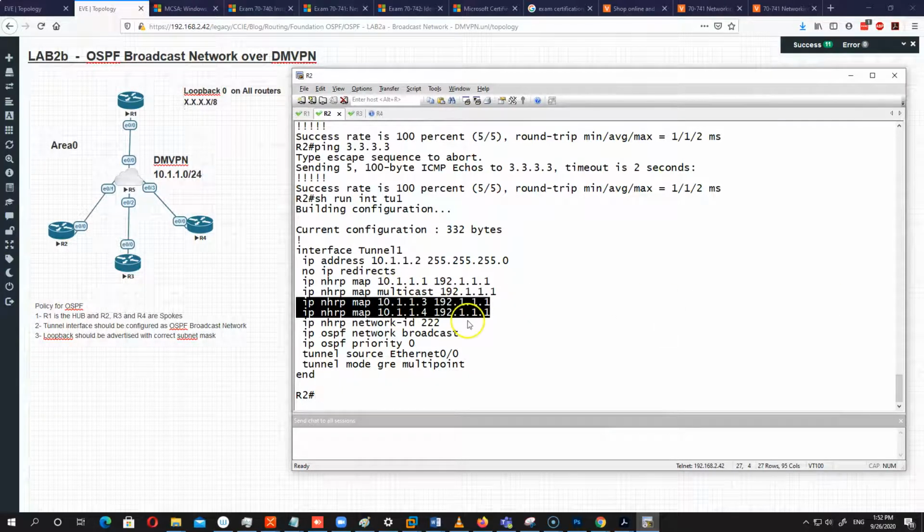So that is it, guys. This is a small lab for OSPF broadcast network over DMVPN. I hope you have enjoyed it.